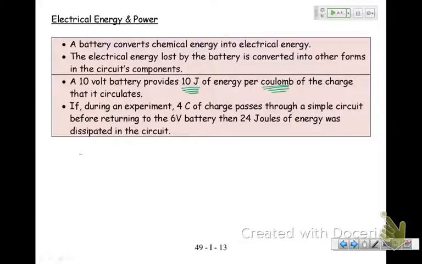If you get a 1.5 volt battery, you need a lot of coulombs to transfer a certain amount of energy. But if you have a 9 volt battery, you need fewer coulombs. So it's kind of like, lower current gives me as much energy. It makes sense. If during an experiment 4 coulombs of charge passes through a simple circuit before returning to the 6 volt battery, then 24 joules of energy was dissipated in the circuit.